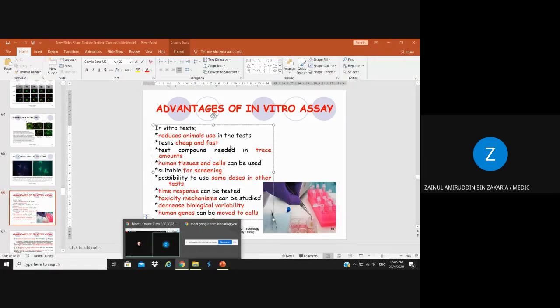Okay. Test compound needed in trace amount. So you don't need milligram of sample, you need only microgram. Okay.